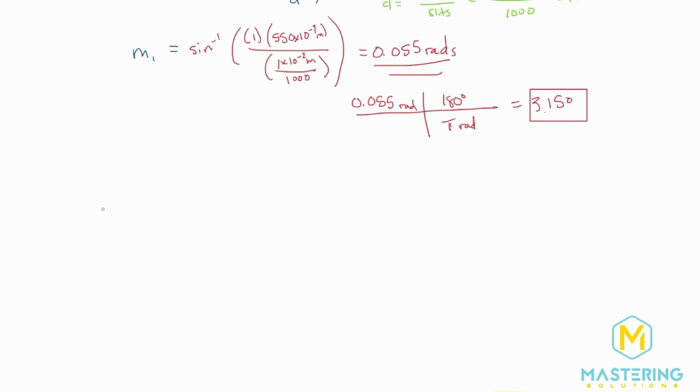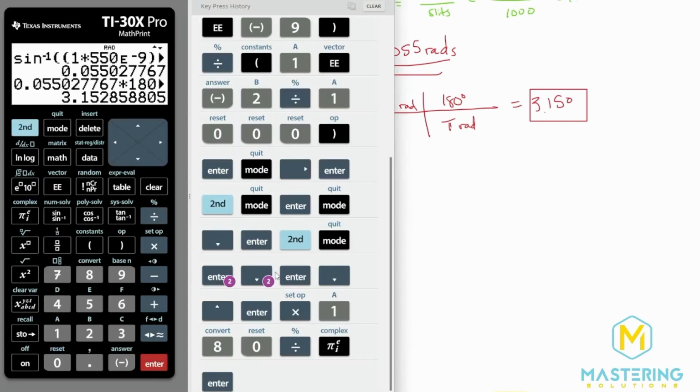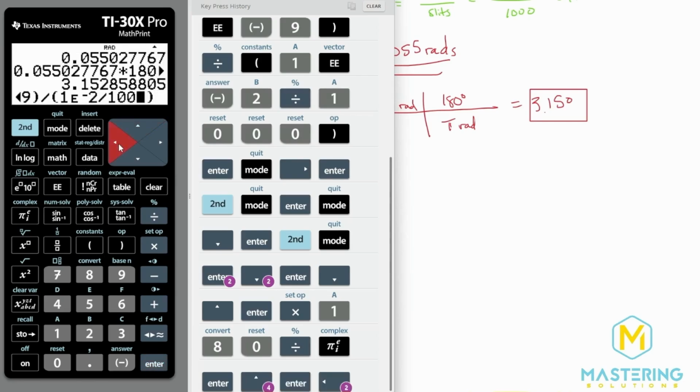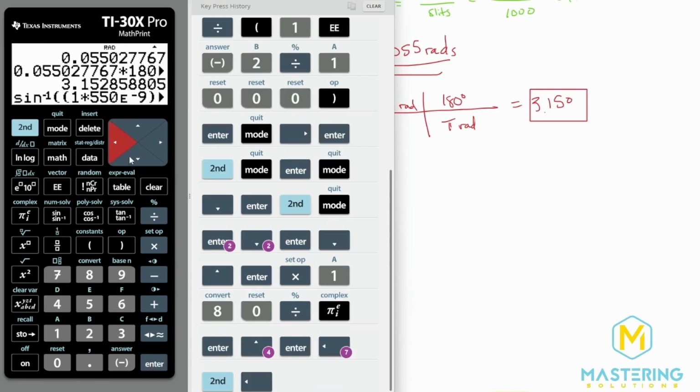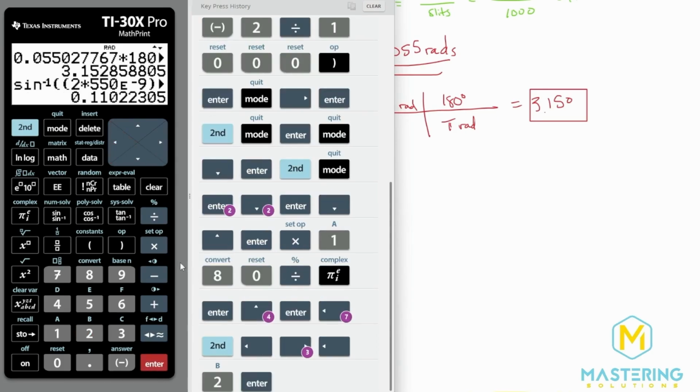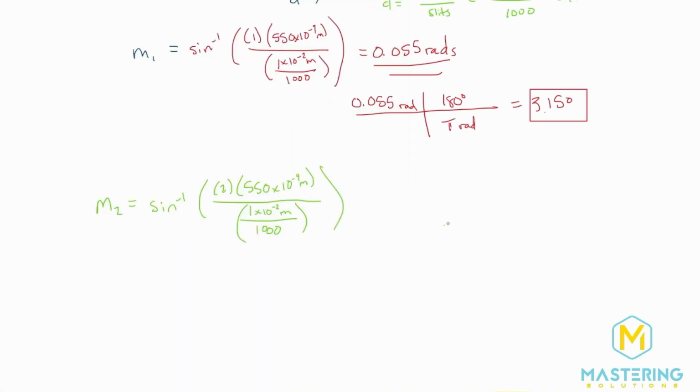Now let's do the same thing for m of 2. So we have inverse sine of 2 times 550 nanometers, and that's all over 1 times 10 to the negative 2 meters divided by 1,000. And for the calculator, of course, we can just take that and then just change to 2. There we go. m is 2. And so that gives us in radians 0.11 rad.